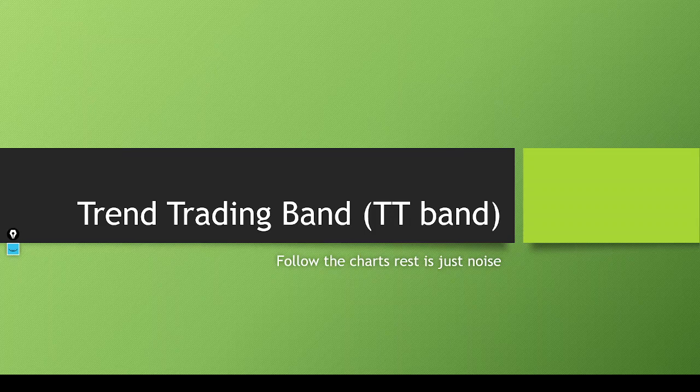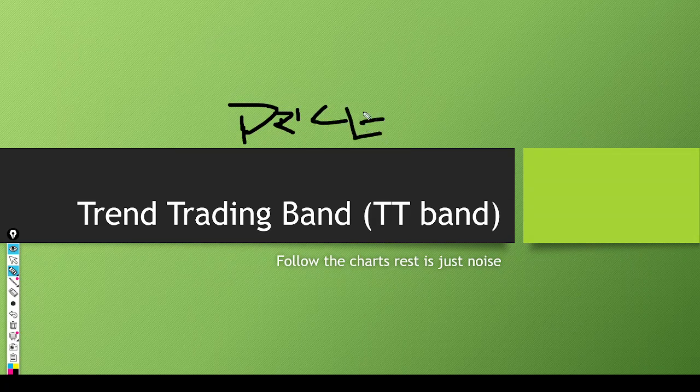So first of all, this TT band or trend trading band is purely price. Okay, nothing else. It's purely the game of price-based levels, by which we are going to understand the market trend, the market direction, high probability trades, and many more.